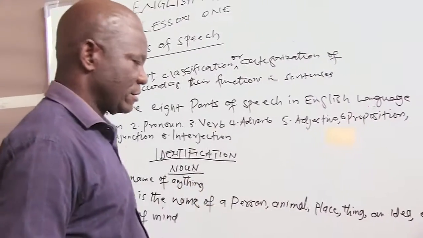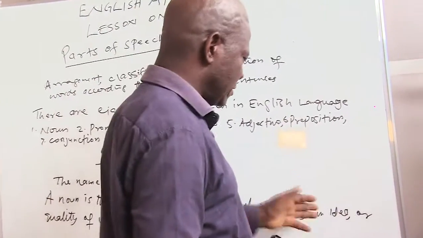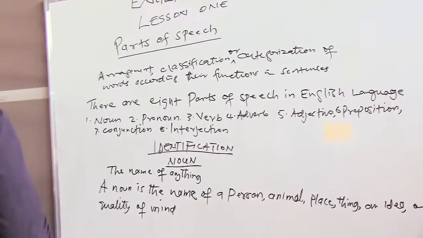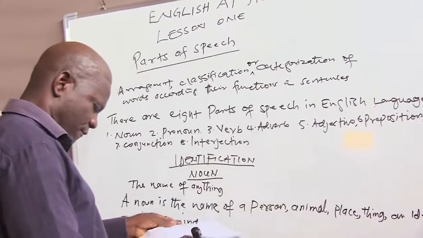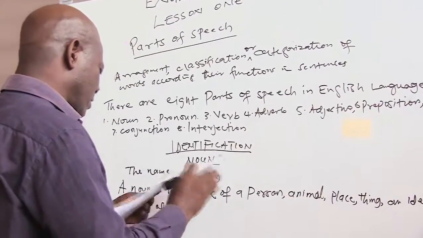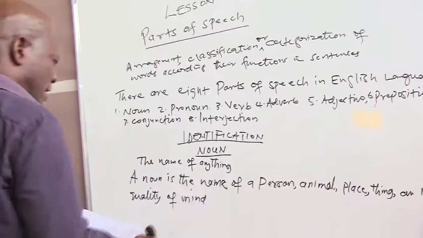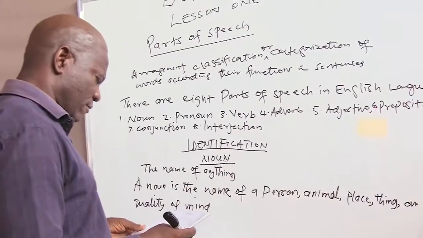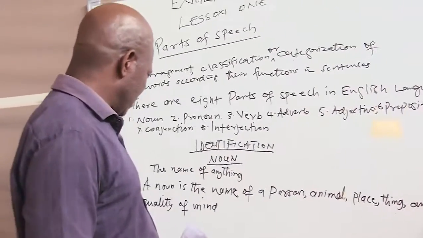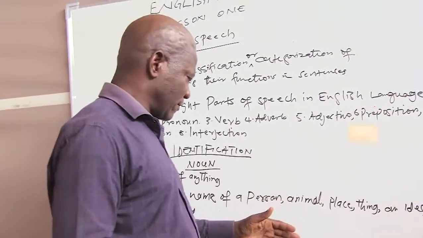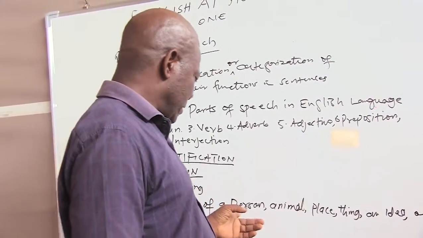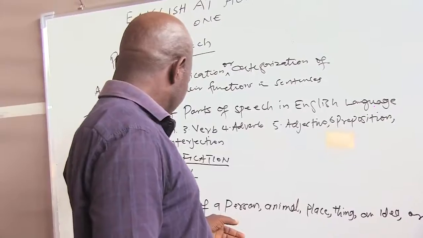A noun is the name of a person, animal, place, thing, an idea, or quality of mind. This is an elaborate definition of a noun. That's quite okay. All right, so when we come into identification of the noun, we have defined it, but now we are going to have a few sentence examples, and I would like our examples to agree with the definition we have given.